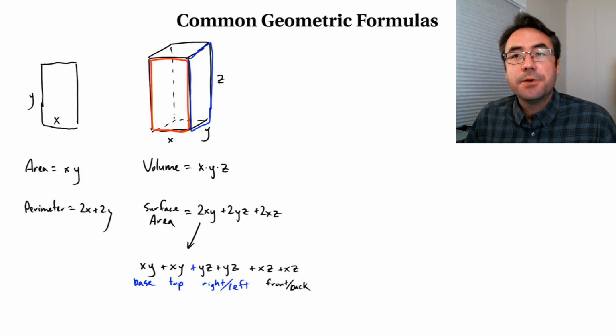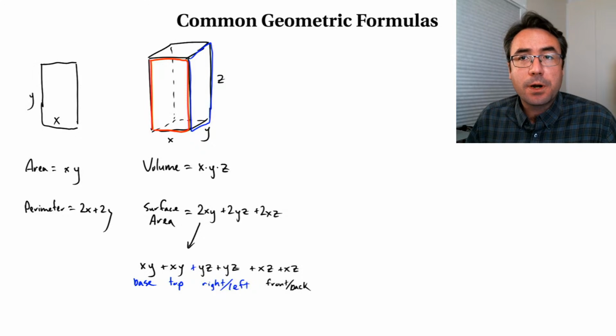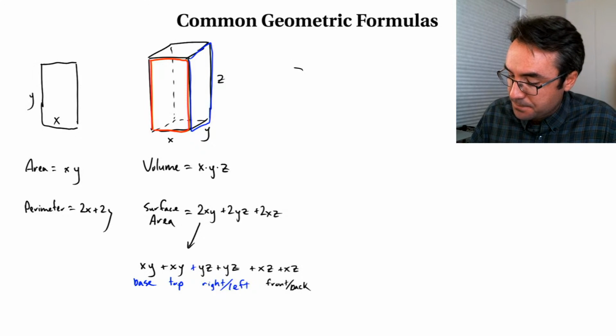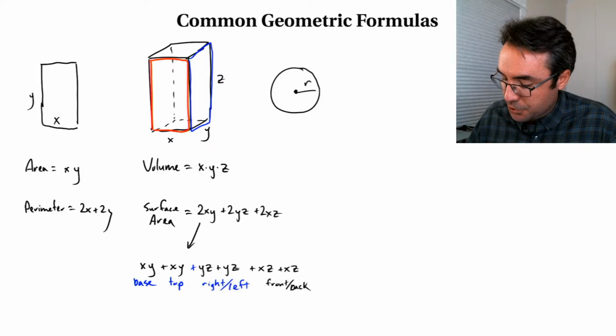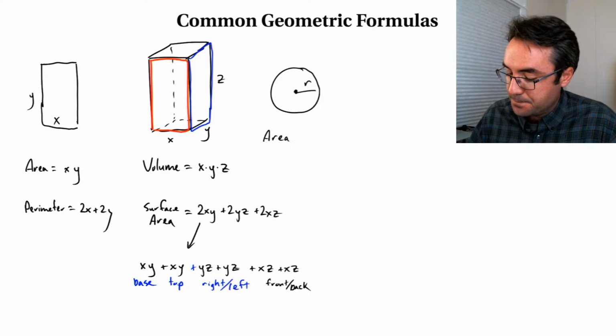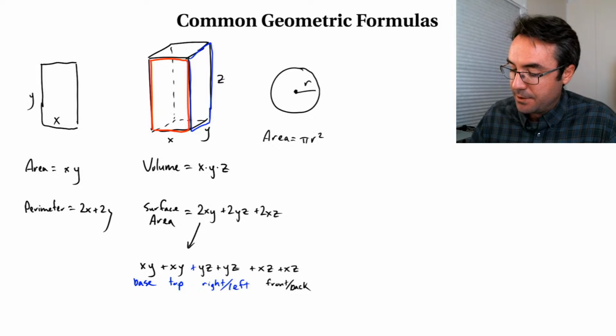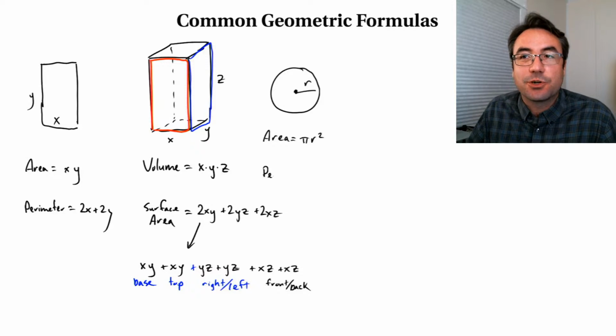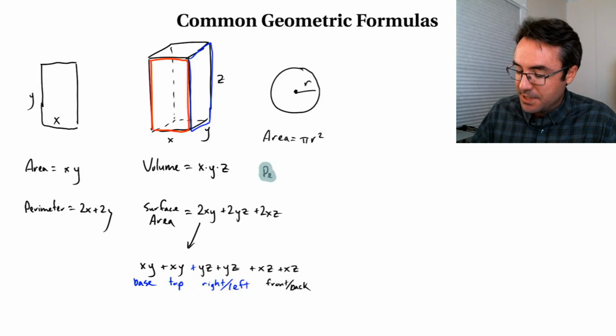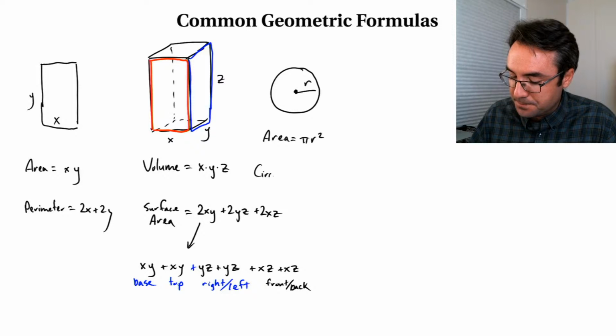And then really quick, just 2 more type shapes. Might have a circle with radius r. And so 2 common things that we calculate with a circle are the area, and that's just pi r squared. And then we also do the, well, perimeter, I guess, circumference, we call it specifically for a circle. And that's just 2 pi r.